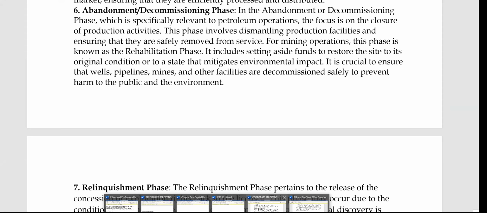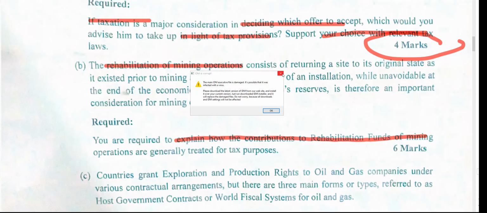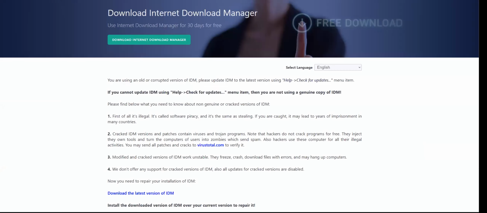So, Prof, with the rehabilitation, you can't just say that it focuses on closure of production. Yes, that is the explanation, but the law itself gives us how to treat rehabilitation and the other one, decommissioning fund, and that is what we are going to do now. So let's go to the Income Tax Act and look at how to treat these once and for all. Anything we look at for oil and gas, we'll look at it for mining.